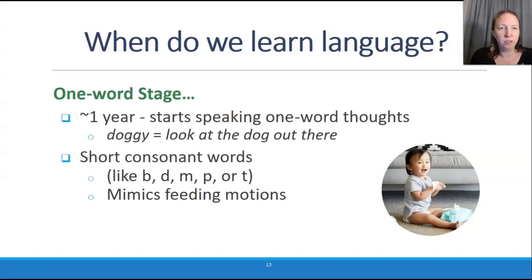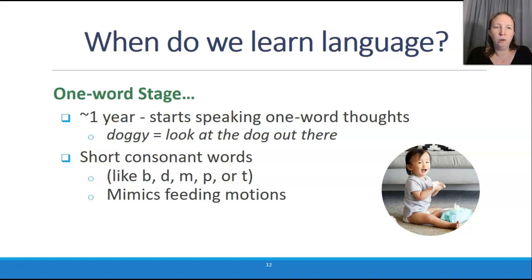Next stage is the one-word stage, usually around 1 year old or so. Sometimes it's a little longer for some children. And children will start speaking one-word thoughts, just like doggy or like dolly. And what they mean, especially if they're pointing or looking at a certain location, that they say doggy, doggy, they could be meaning, look at the dog out there, adult, or go get me my doggy stuffed animal.